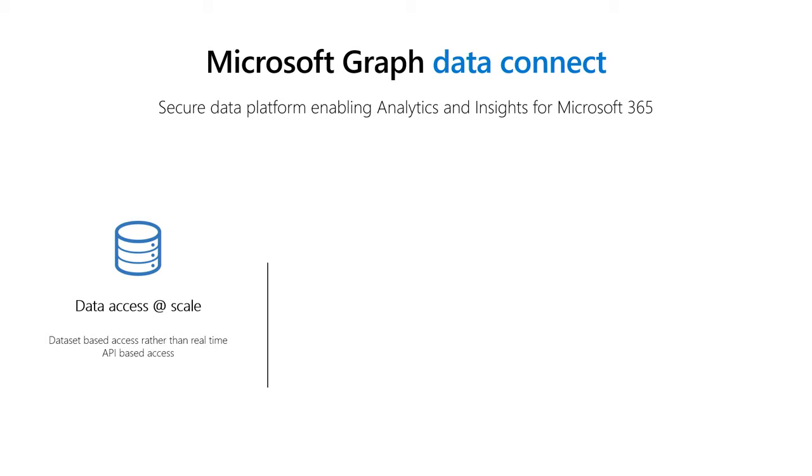What we've released with Graph Data Connect is the ability with one click to get dataset access to this particular data. You give us a list of users, an entity, and a time range, and we give you bulk access to this data over in Microsoft Azure, in blob storage or ADLS Gen 1 or Gen 2.